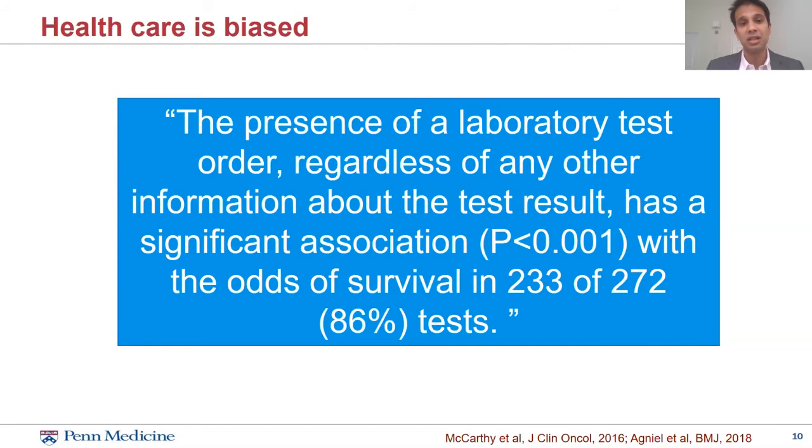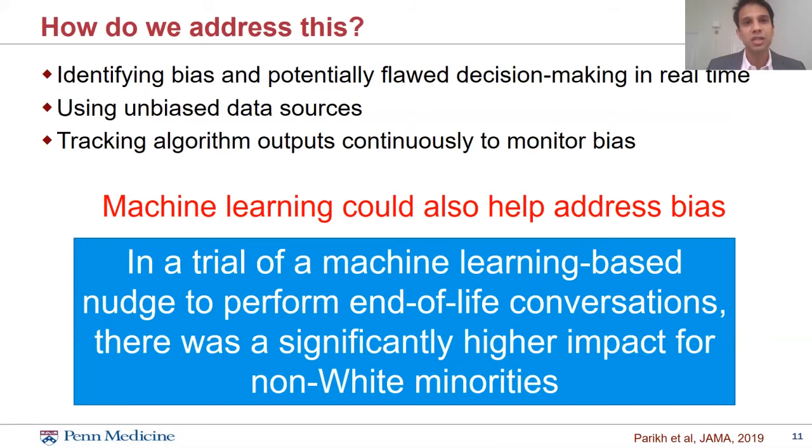It's been well known that these situations occur and that the presence of laboratory orders is oftentimes really important for predicting risk. And hence, if you're less likely to get a lab order or a genetic molecular testing order, then you might be deemed less at risk by the algorithm. So how do we address this? Well, one, we can identify bias and identify potentially flawed decision-making in real time using machine learning. Two, we can use unbiased data sources, data that we think is coming in without having pre-existing biases baked into it.